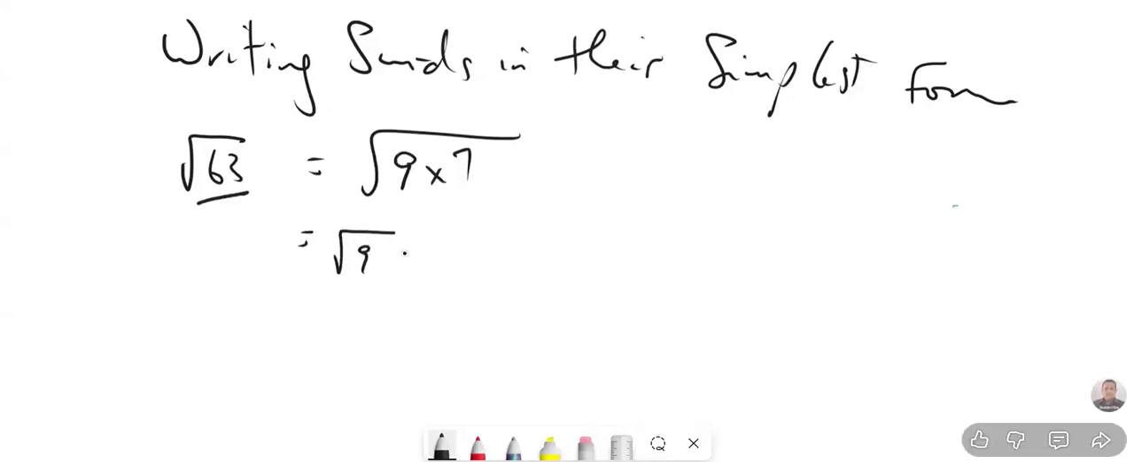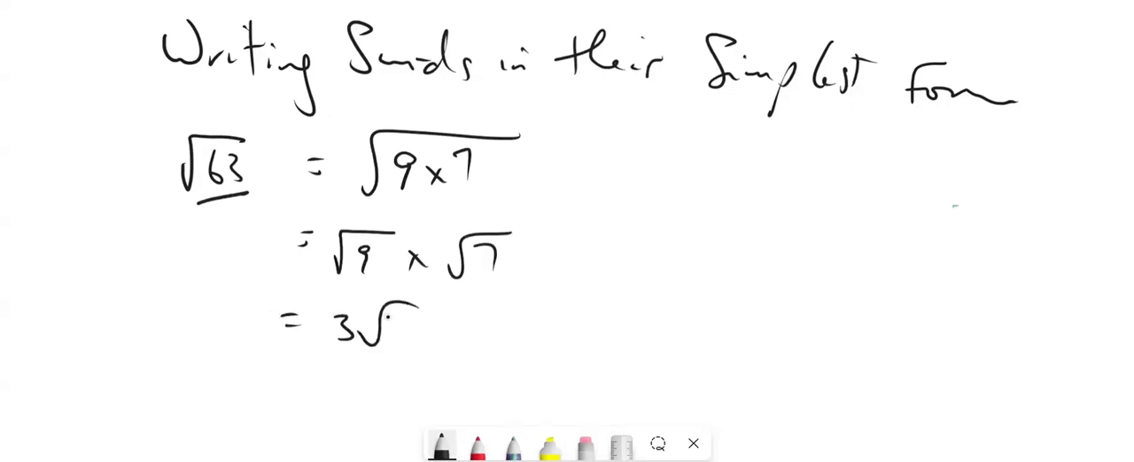So you have the square root of 63. Like this, as root 9 times root 7. So you have 3 root 7, right? Get it? Of course you can do it.